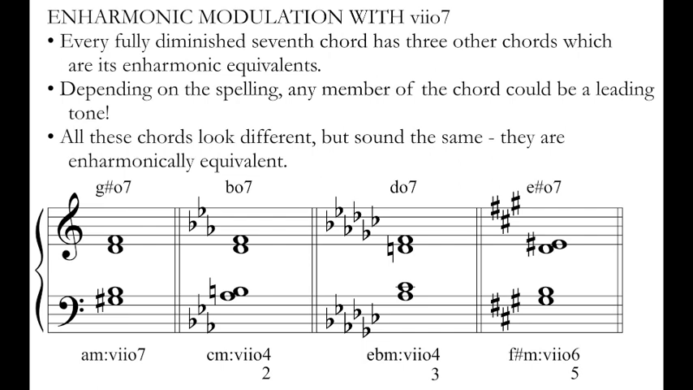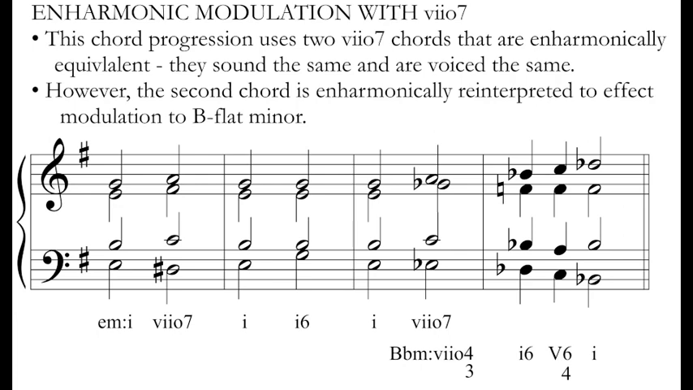Let's take a look at another example. This chorale begins in E minor, and it uses the same 7 fully diminished 7 chord 2 times. The first time is in the second half of measure 1, and there we see a D sharp in the bass, a C in the tenor, an F sharp in the alto, and an A in the soprano, and it resolves as we'd expect it to, right back to the tonic.